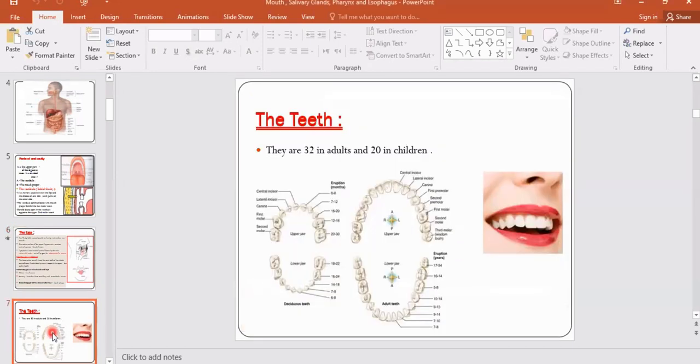Doctor? Yes. In the previous slide, the parotid duct says that it opens in the second upper molar. Yes, but please make this correction. Here it is written third, you make it 2. Okay, second molar tooth. Yes, this is a mistake, but in slide 6 it's written third. So correct it, make it 2. Okay, all of you.